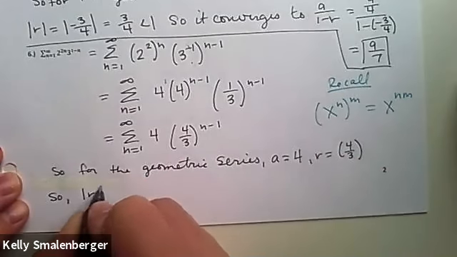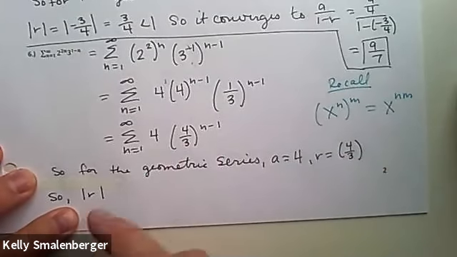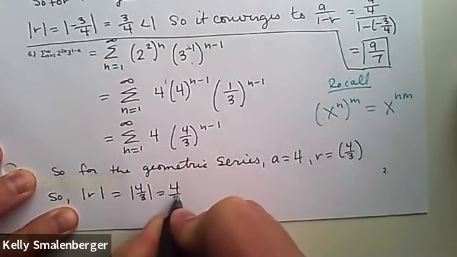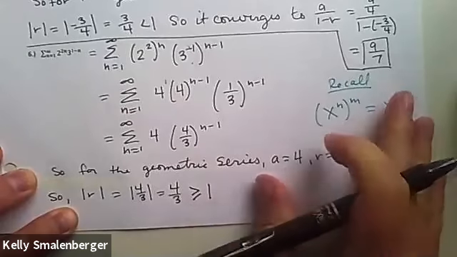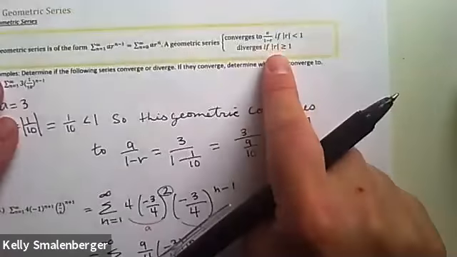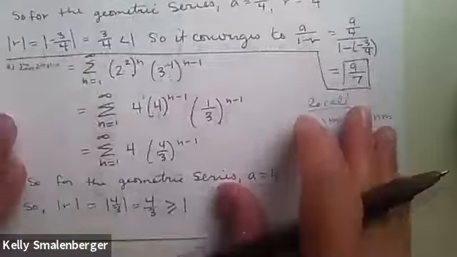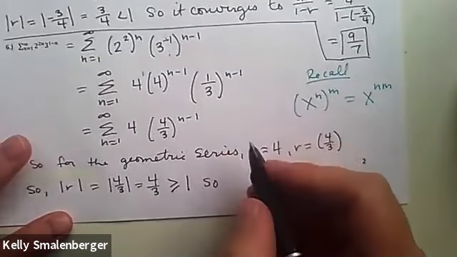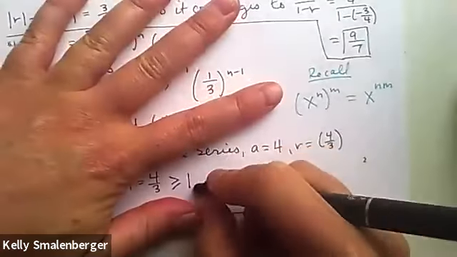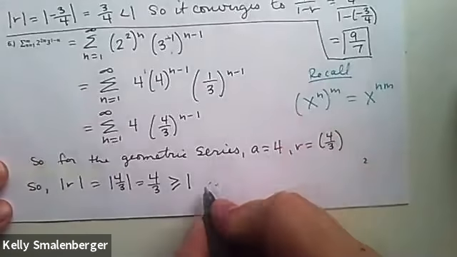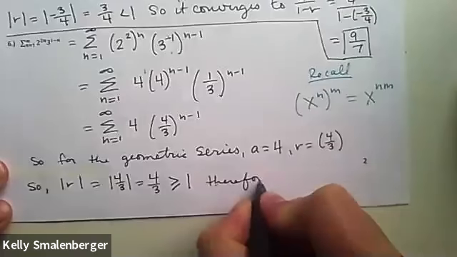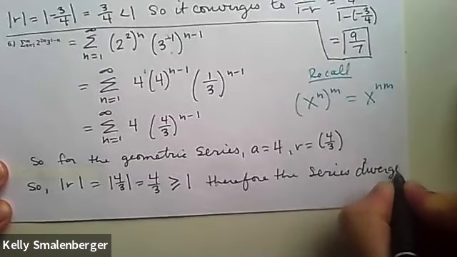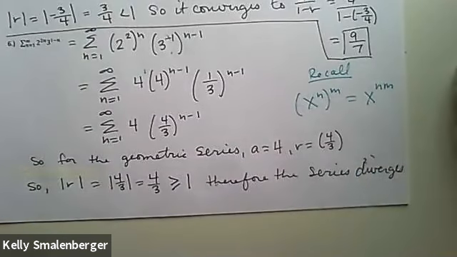So the absolute value of r, now I'm checking for convergence. The absolute value of r equals the absolute value of 4 over 3, which equals 4 over 3, which is greater than or equal to 1. So from my statement up above, it diverges. So the series diverges. Therefore the series diverges. Good.